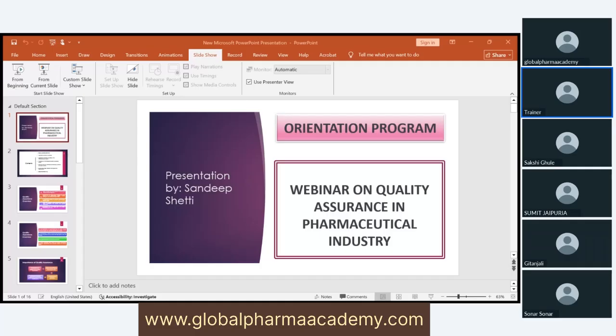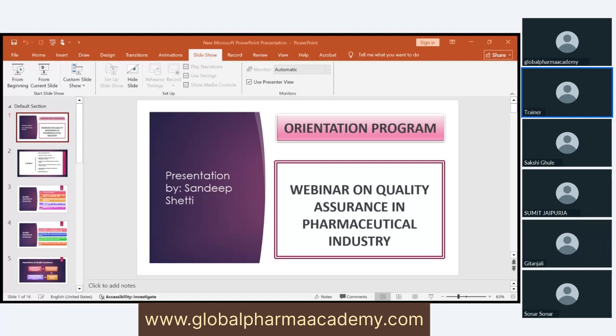This is important because the final products that are manufactured must be of uniform quality, safety and efficacy. These three parameters are very important, and the quality assurance team will look for quality, safety and efficacy of the products.